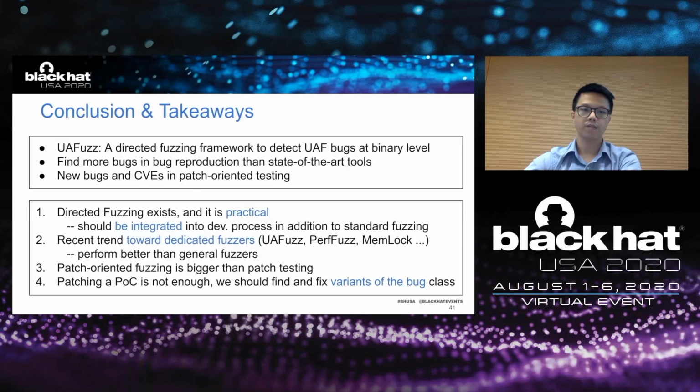First, directed fuzzing is practical and should be integrated into the software development process. Second, we should develop vulnerability-oriented fuzzers to effectively detect complex bugs. And third, patch-oriented fuzzing is bigger than bug testing. And finally, we should find and fix variants of bug classes.